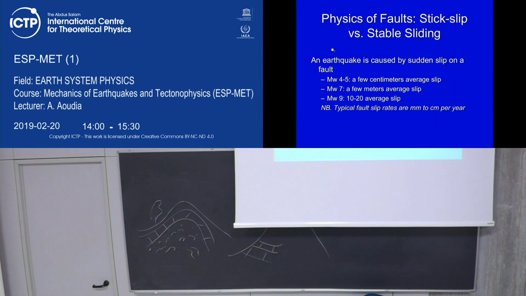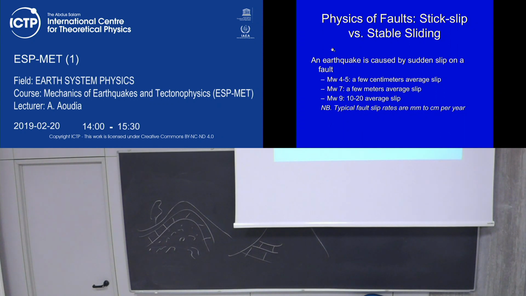In magnitude 7, we're talking about a few meters on the fault. In magnitude 9, we're talking about 10 to 20 meters on the fault, which means it could be of the order of 7 to 8 meters at the surface, if the fault gets to the surface. And these are average slips when the fault is releasing the energy in a seismic fashion. While when the fault is loading up, we talk about slip rates.